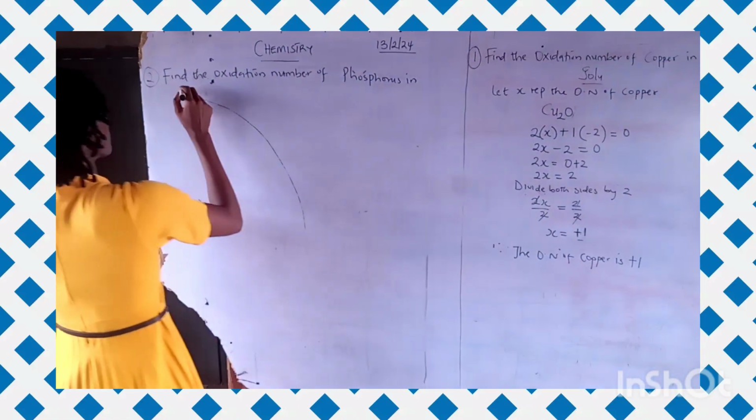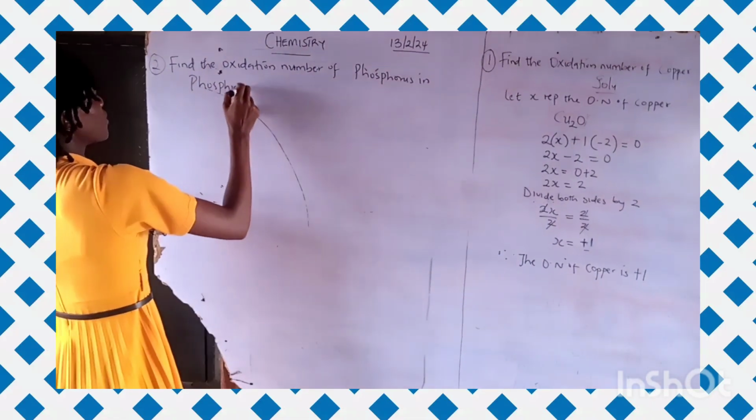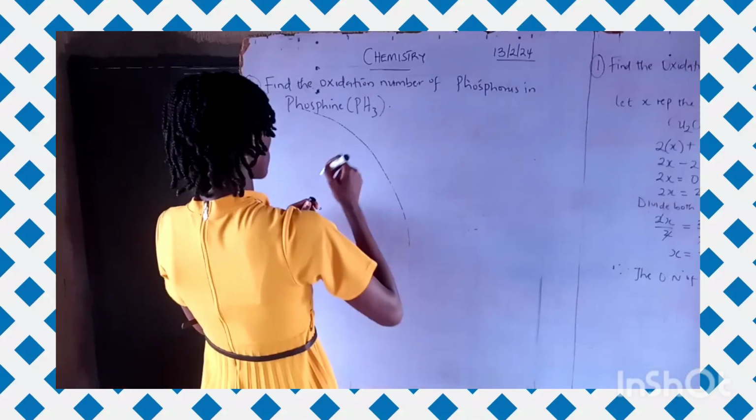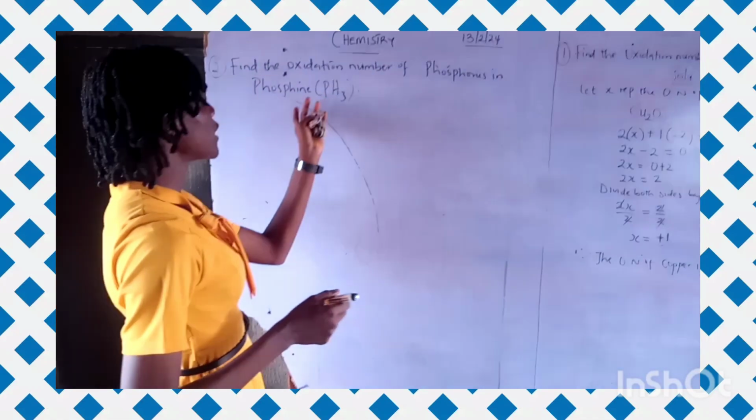In phosphine, that is PH3. Okay, so this is a question. It says find the oxidation number of phosphorus in phosphine.